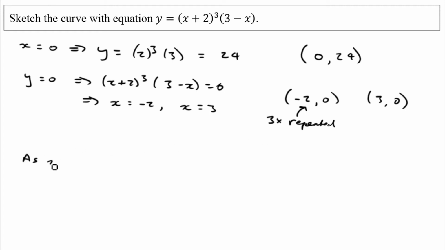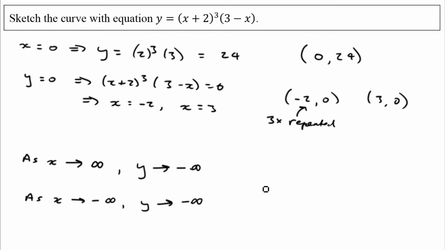We can see that as x gets increasingly large, then this bracket will be a large positive number to the power of 3, large and positive. This bracket will be a large negative number. Multiplied together, we get a large negative number. So y tends to negative infinity. And we have already discussed the fact that the behavior will be the same as x approaches both positive and negative infinity.